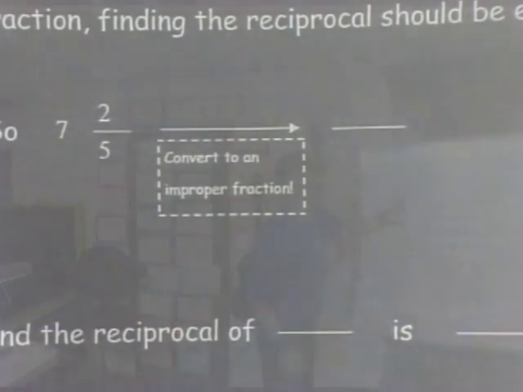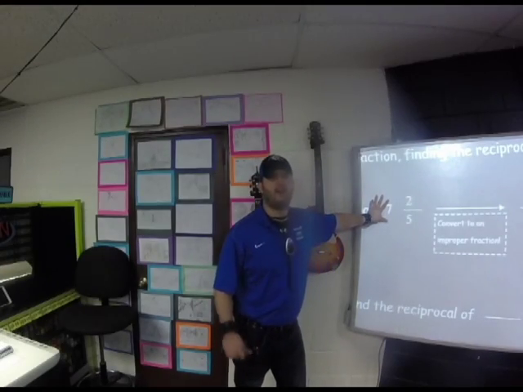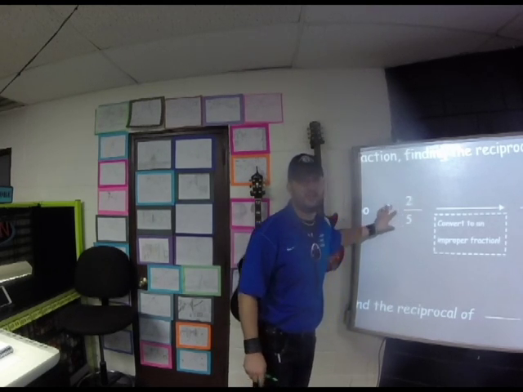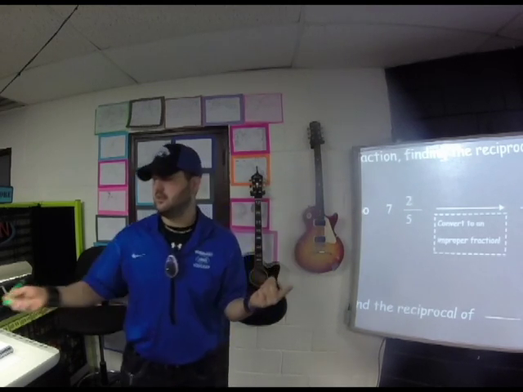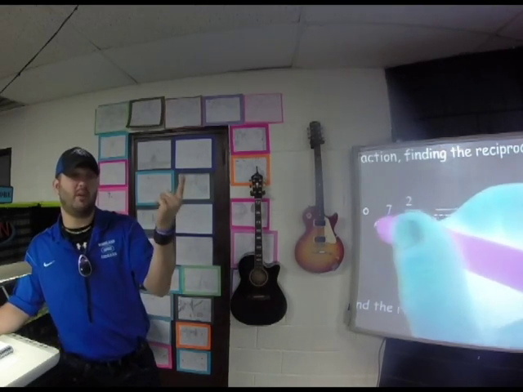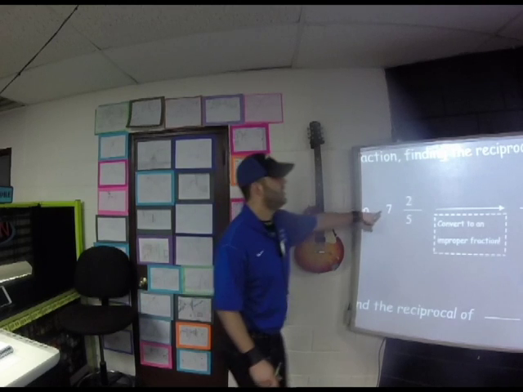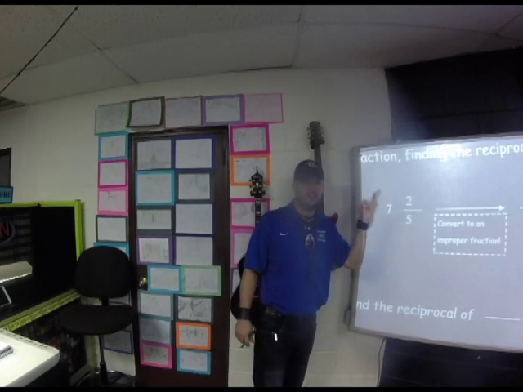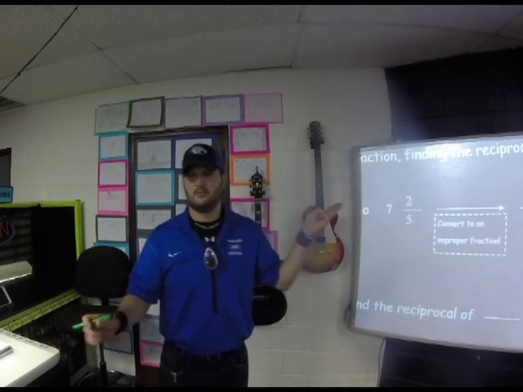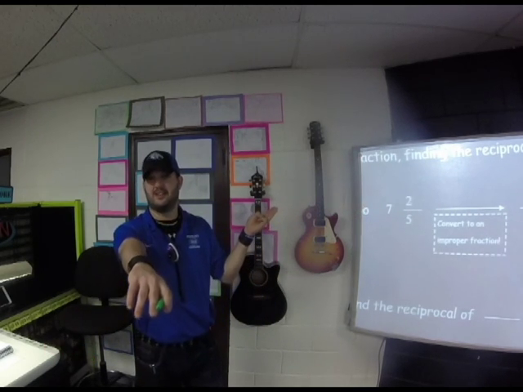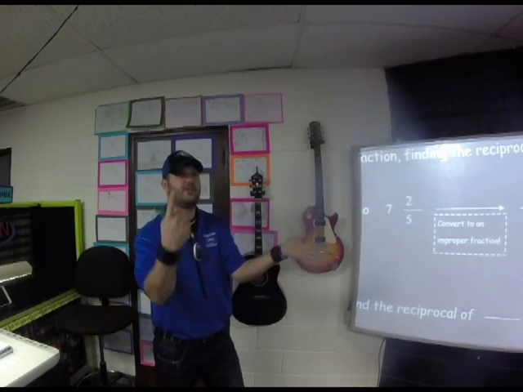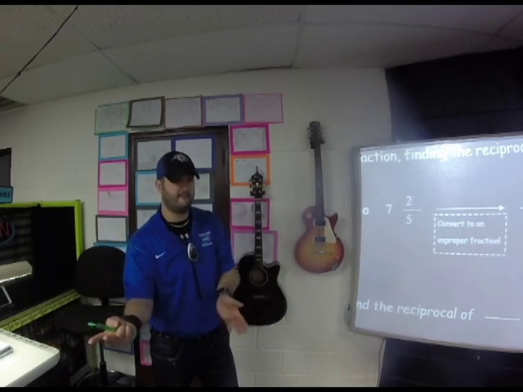All right, first thing is 7. This is 7 and 2/5. If it was 1 and 2/5, we could say that every 1 is 5 over 5. So 1 would become 5 over 5. 2 is 10 over 5. 3 is 15 over 5. 4 would be 20 over 5. 5 would be 25 over 5. 6 would be 30 over 5. And 7 would be 35 over 5.